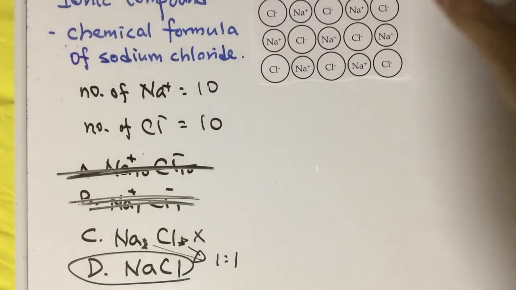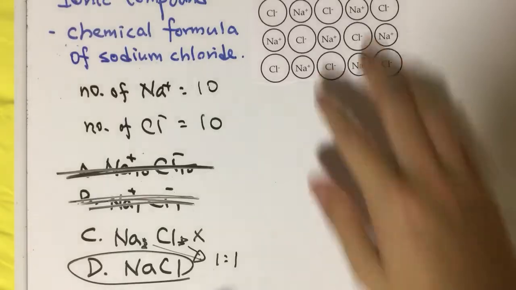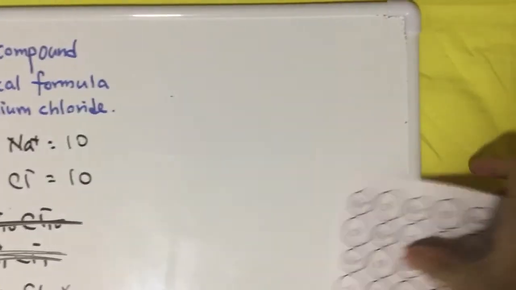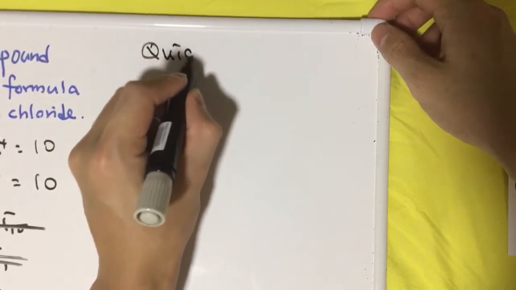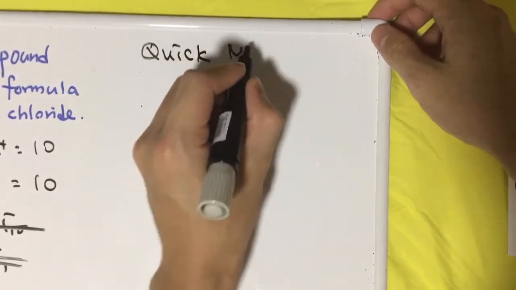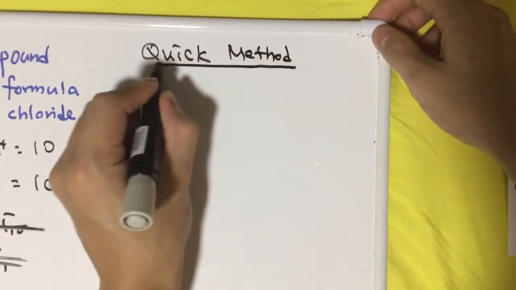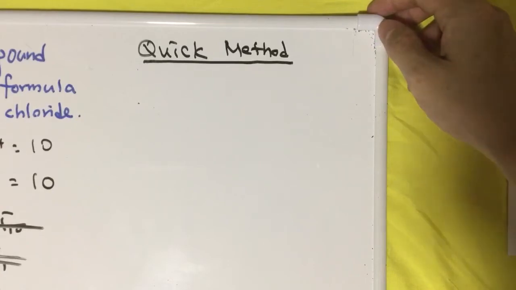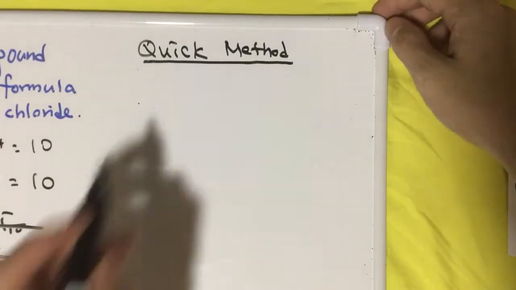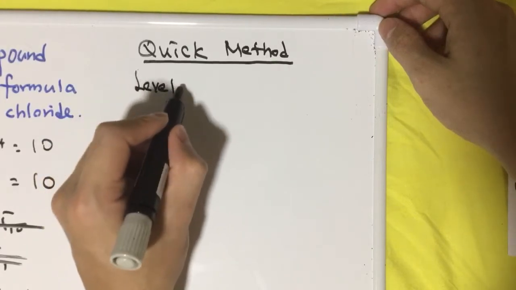Okay, then let's take a look for any quick method to write down the chemical formula so easily. So here we have some quick method. I just want to let you know that for sodium chloride, it actually have a lot of sodium ion and chloride ion, and the subscript there actually means the ratio between ions.